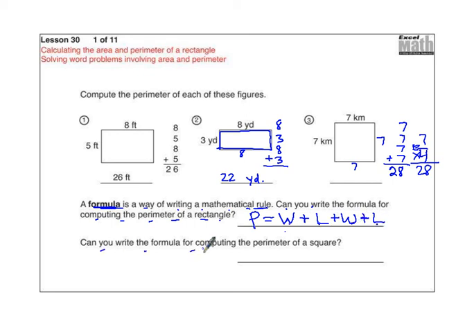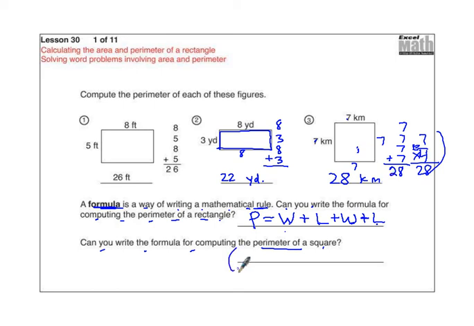Can you write a formula for computing the perimeter of a square like this? There's a shortcut for that, and I showed it to you right here, but can you make a formula for that that just shows how to do it? Do I multiply the width times the length? 7 times 7 was the answer. Oh, I forgot to write the answer over here. 28 kilometers. Is the answer 49 kilometers? No, it's not. So it's not width times length.